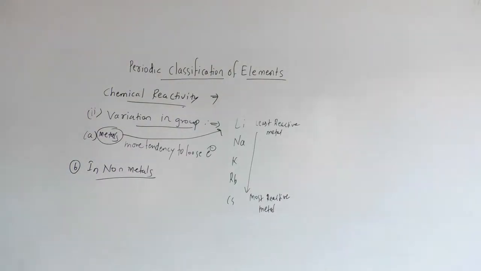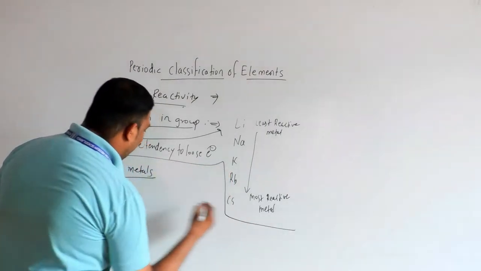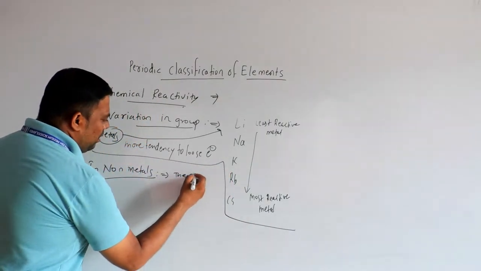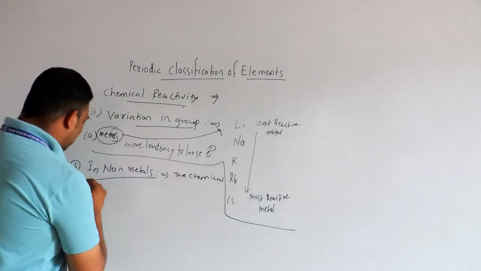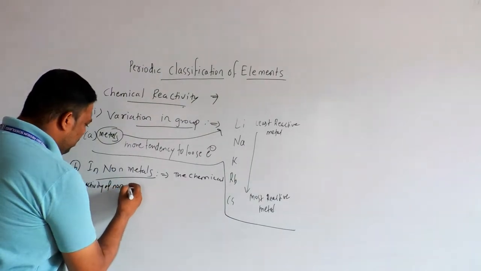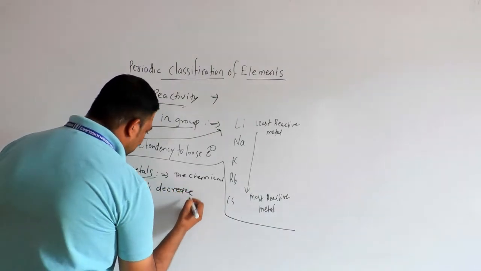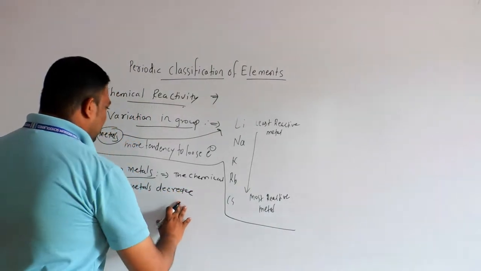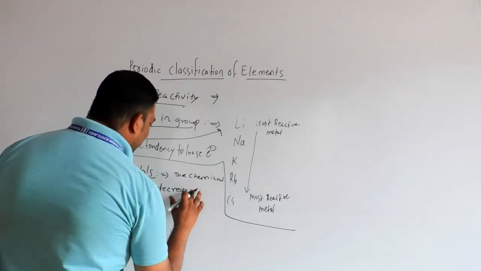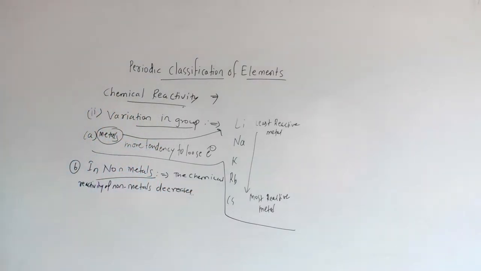Reactivity, that is chemical reactivity. So beta, you can write here, the chemical reactivity of non-metals decreases. Okay, chemical reactivity of non-metals decreases.